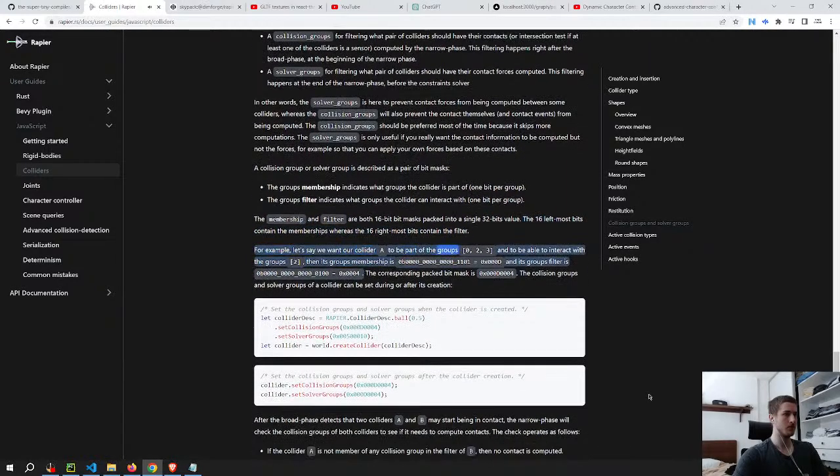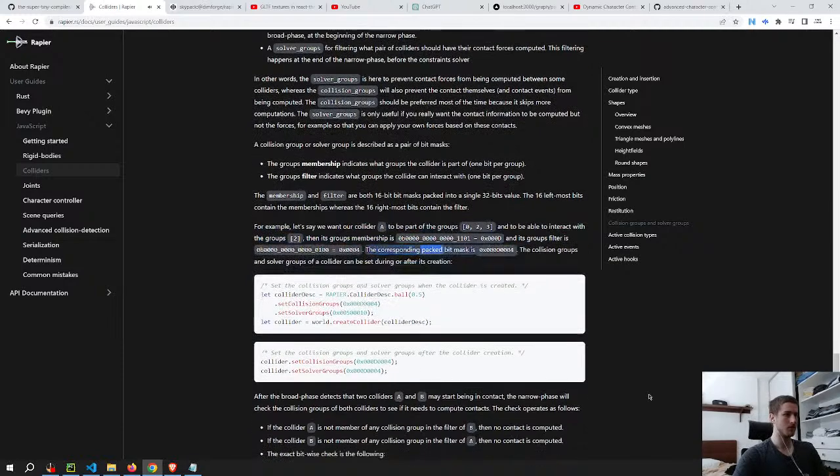For example, let's say we want a collider A to be part of groups 0, 2, and 3, and to interact with group 2. Then its group membership is 0b0000_0000_0000_1101 = 0x000D, and its group filter is 0b0000_0000_0000_0100 = 0x0004. The corresponding packed mask is 0x000D0004.